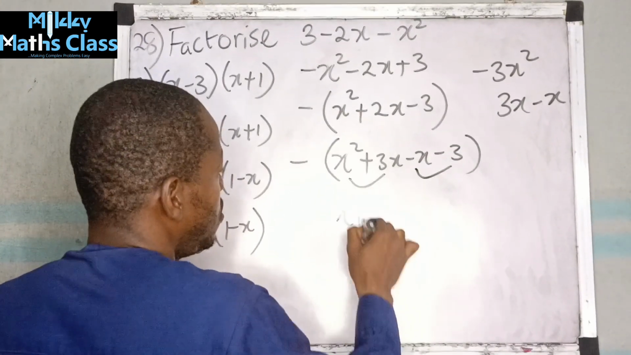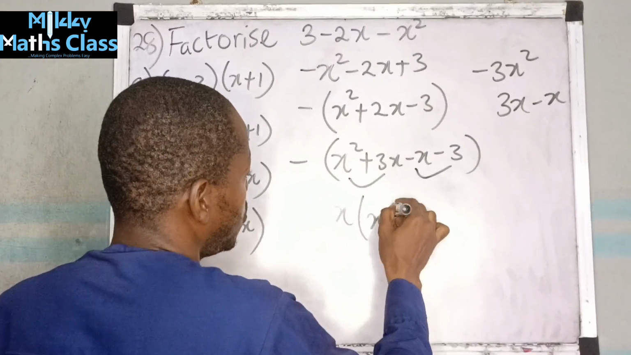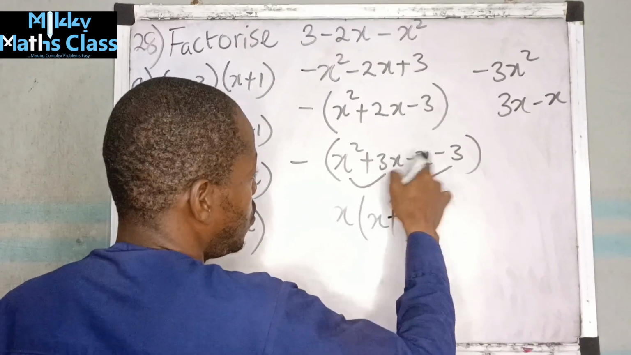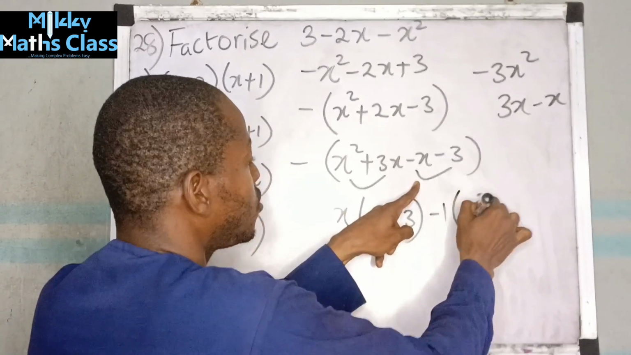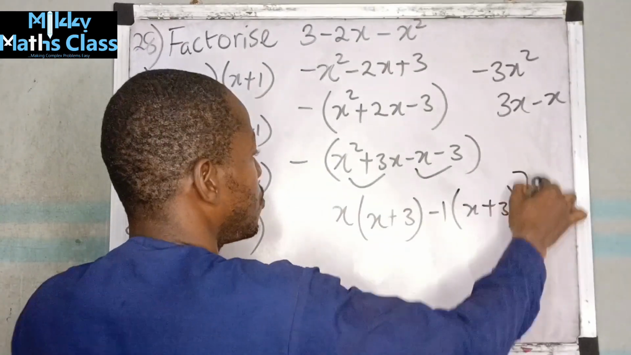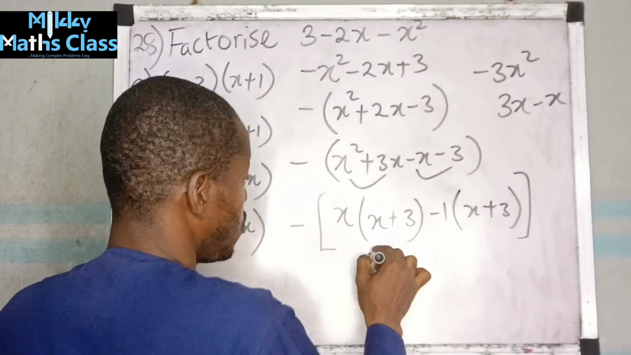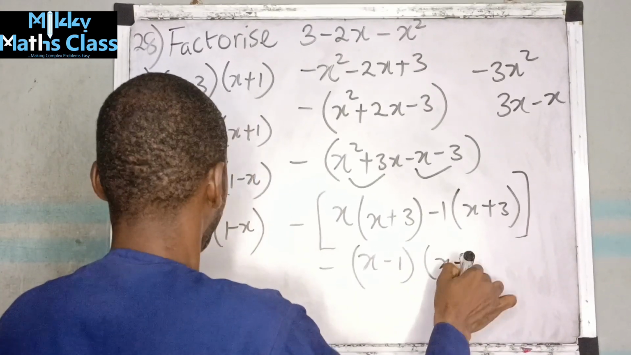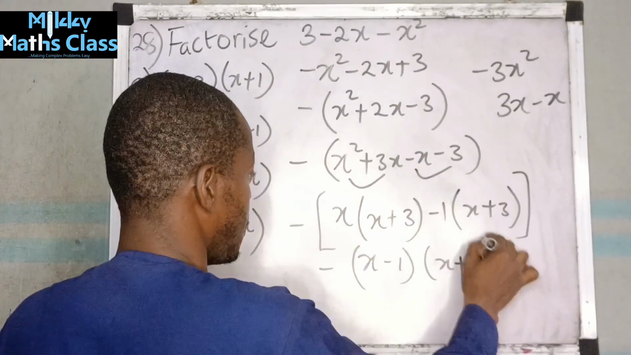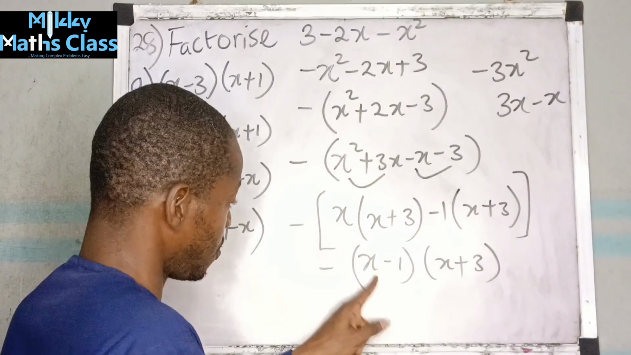That's x into bracket x plus 3. Then what's common here? Negative 1 into bracket x plus 3. Of course, we still have our negative outside here, negative 1. So this is x minus 1, x plus 3.